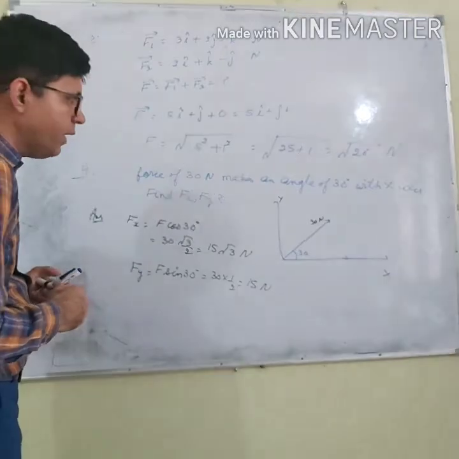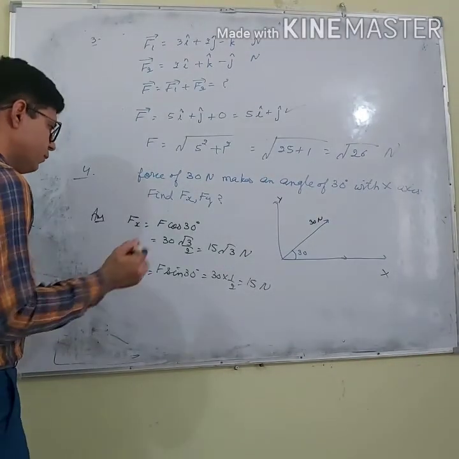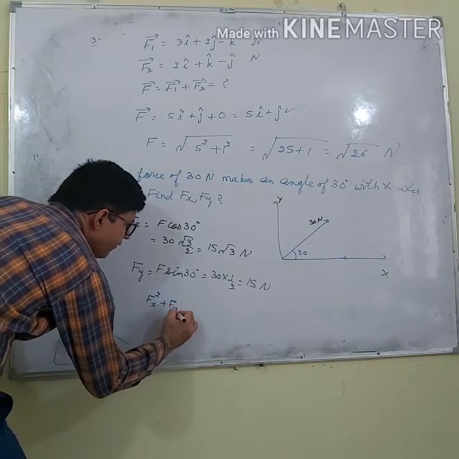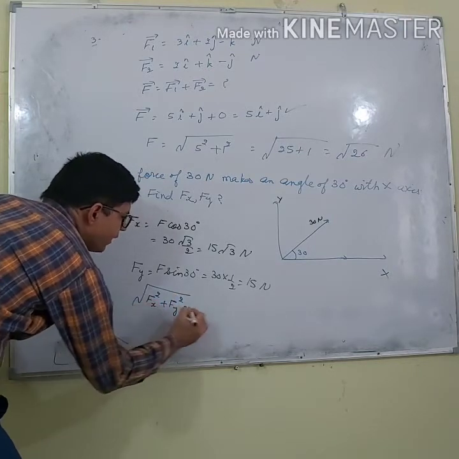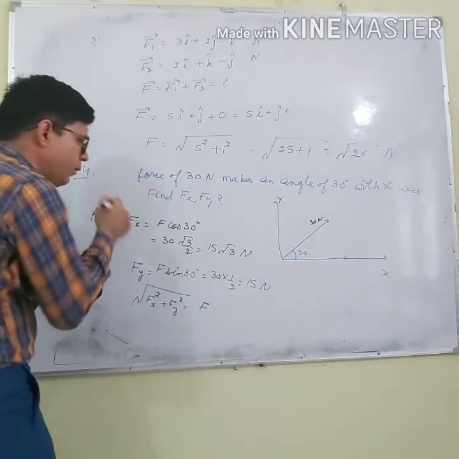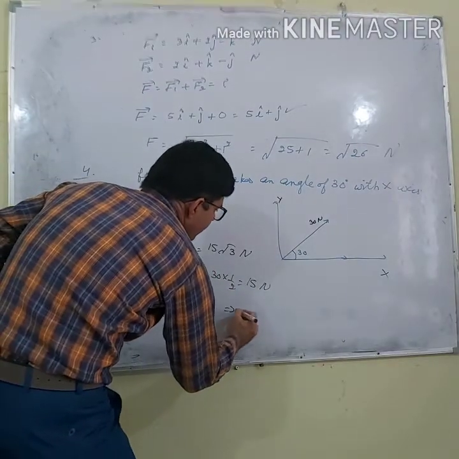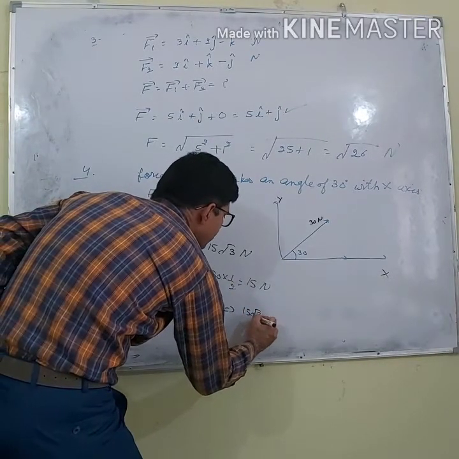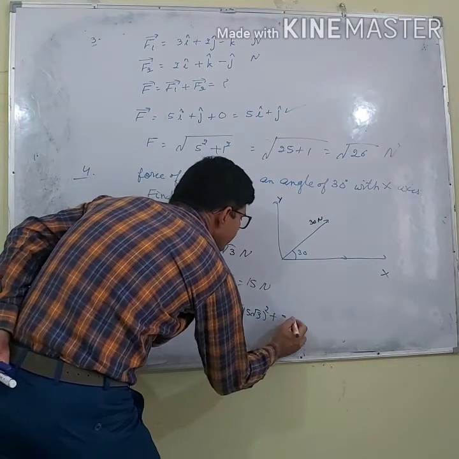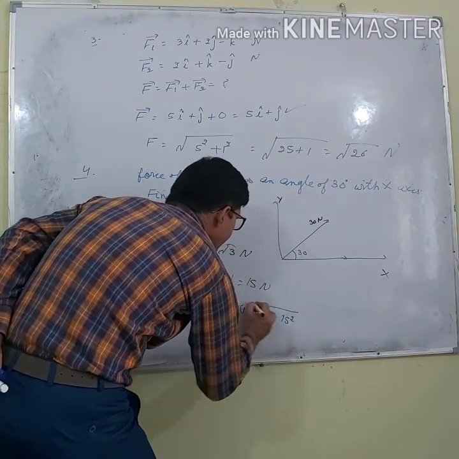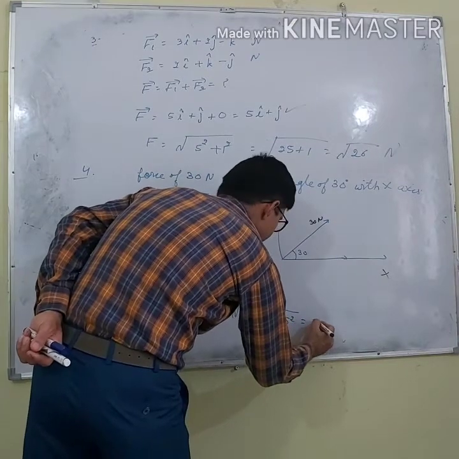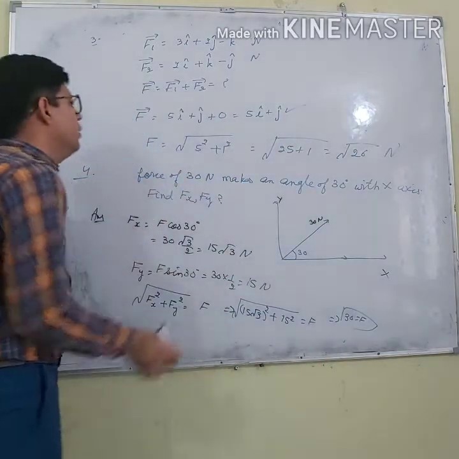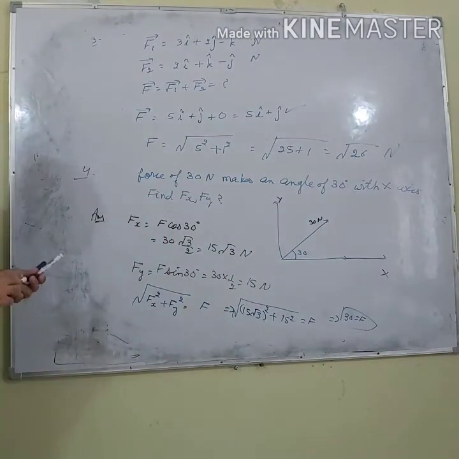How can I cross check? You can also cross check this. How? Look. Fx square plus Fy square, under root. It should be equal to F because these are the rectangular components. So if you put the value of Fx, how much will it come? 15 under root 3 square plus 15 square. This is F and you will find that this is 30. So you can also cross check in this way. Right?